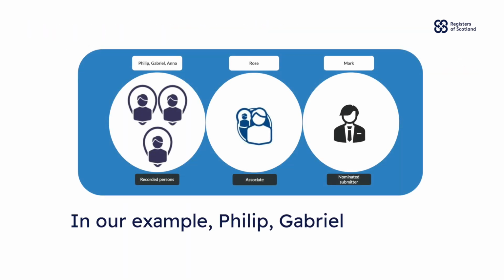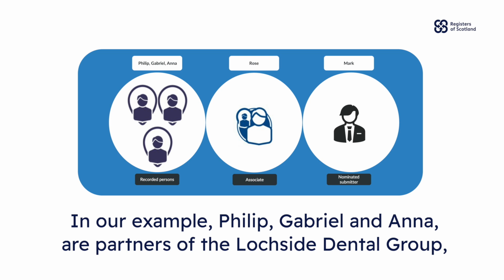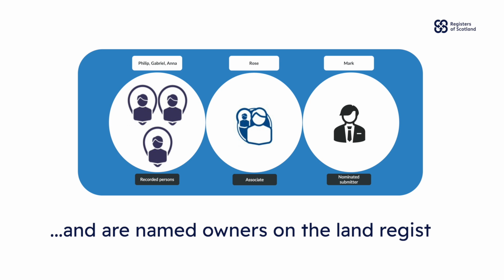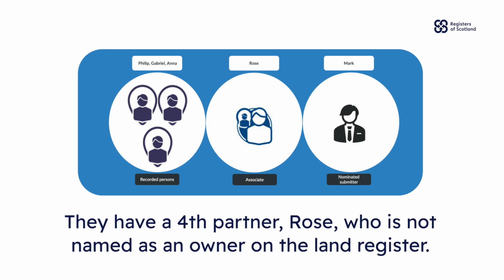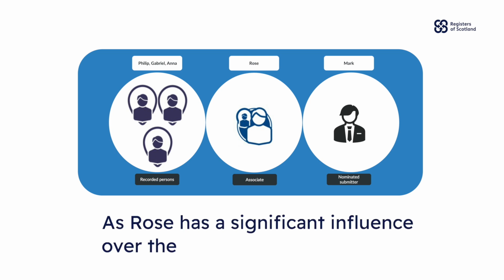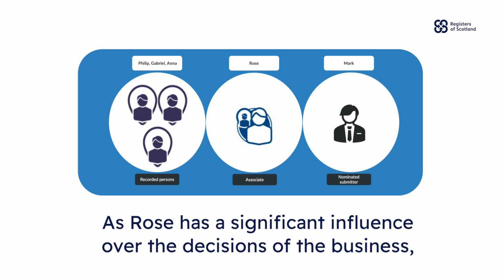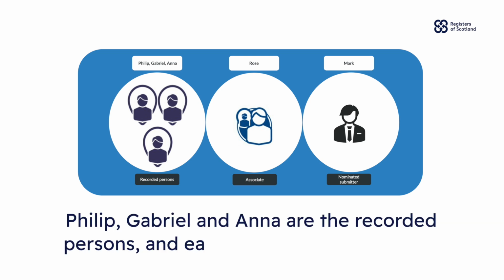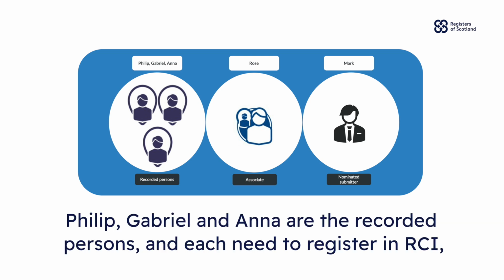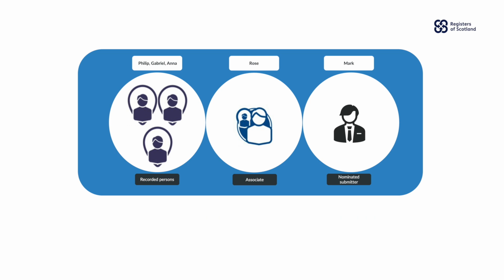In our example, Philip, Gabriel and Anna are partners of the Lockside Dental Group, and are named owners on the land register. They have a fourth partner, Rose, who is not named as an owner on the land register. As Rose has a significant influence over the decisions of the business, including the land or property owned, they are an associate. Philip, Gabriel and Anna are the recorded persons, and each need to register in RCI, adding Rose as their associate.